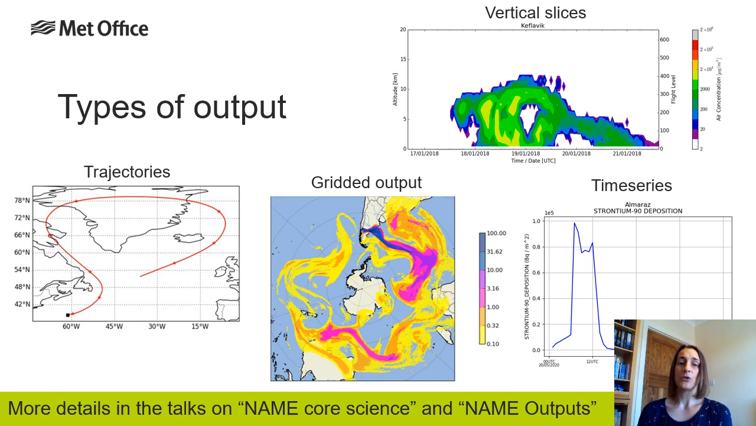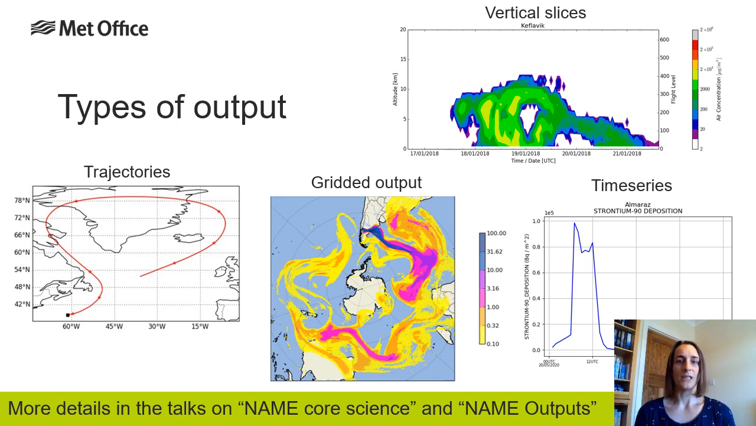So NAME is able to produce a wide range of outputs actually, from what we might think of as fairly straightforward simple trajectories through to three-dimensional gridded outputs. You can ask for data on vertical slices or time slices, and you can also ask for information at specific locations, so you can get out a time series that you might be able to compare to observations on monitoring site data.